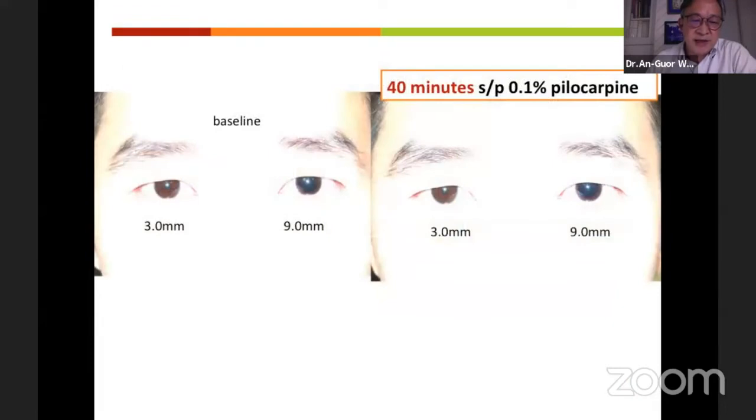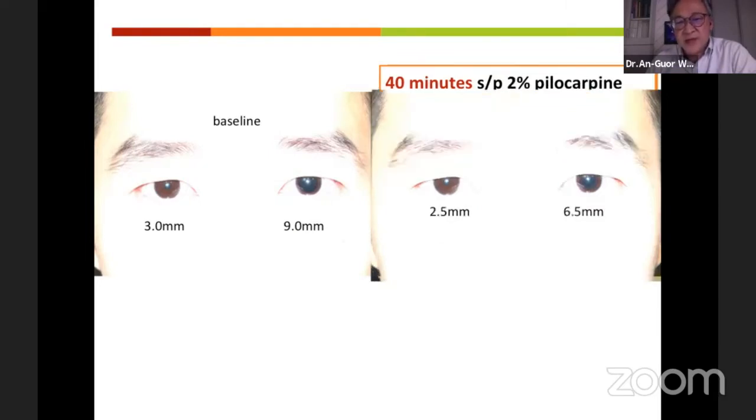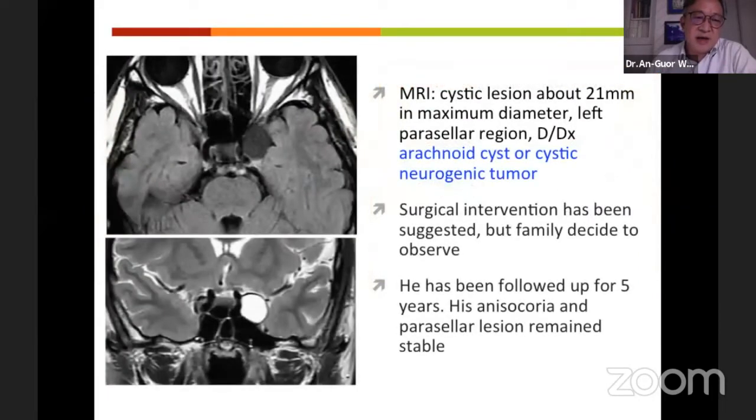However, he has a fully dilated pupil on the left side, which does not respond to 0.1% pilocarpine after 40 minutes. Then we used 2% pilocarpine test. It constricts partially to 6.5 millimeters. The MRI shows a 2.1 centimeter soft tissue lesion over the left parasellar region. The differential diagnosis includes arachnoid cyst or cystic neurogenic tumor. Surgical intervention has been suggested, but the family decided to observe. He has been followed up for 5 years, and his anisocoria and the parasellar lesion remain stable.